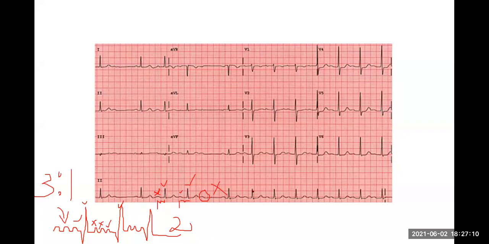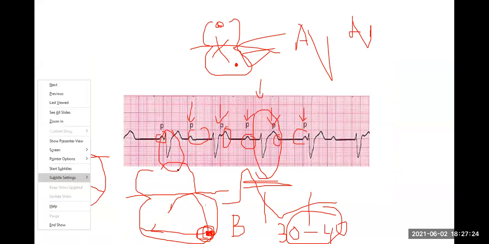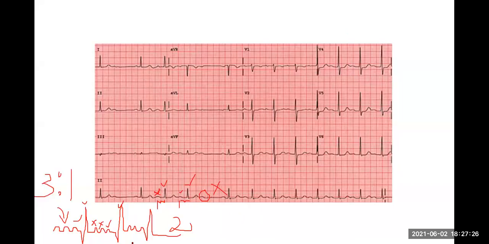One, obviously in complete heart block, the QRS complex will be broad, because of the escape rhythm. So the QRS complex will be broader. Number one, difference. What is the other difference, which is very, very important?